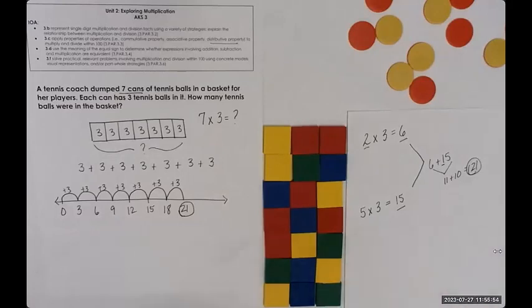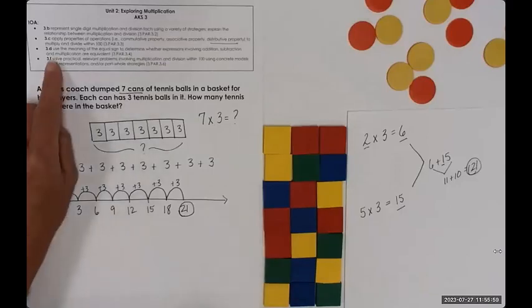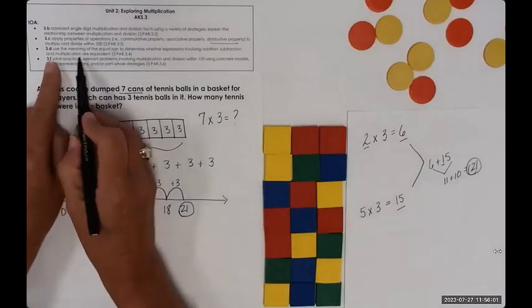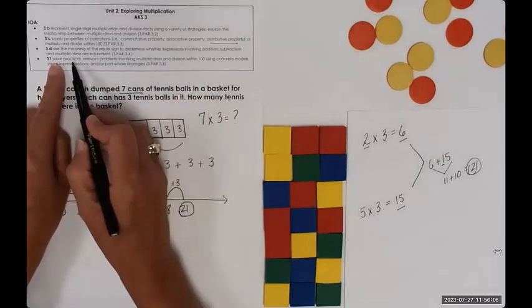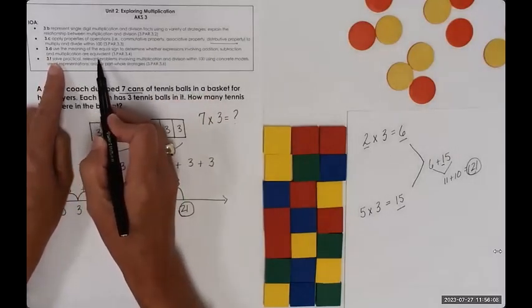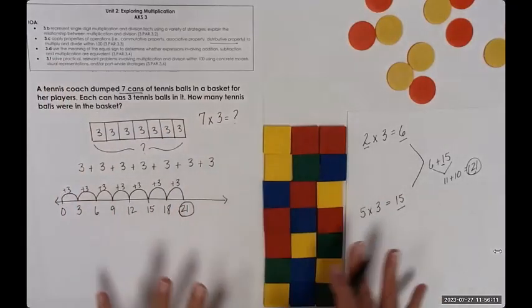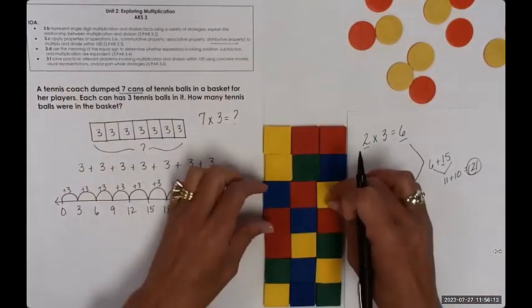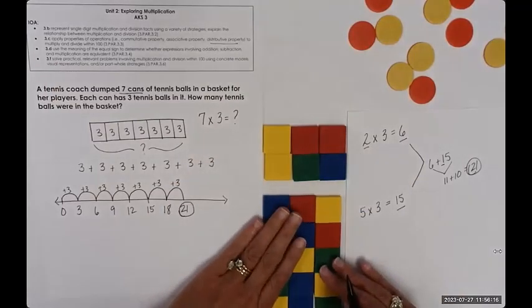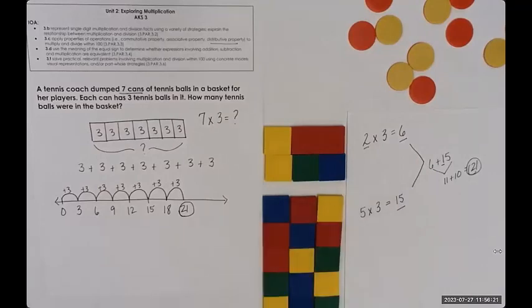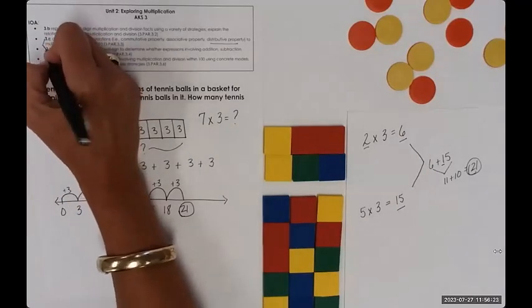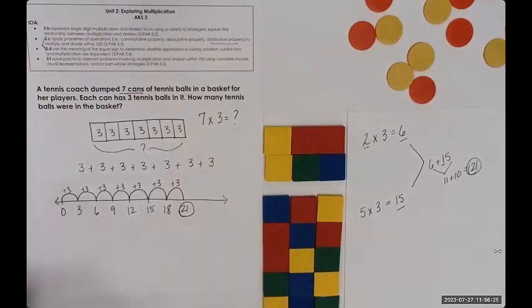Now what I want us to transition into and think about is, how does this IOA, 3D, use the meaning of the equal sign to determine whether expressions involving addition, subtraction, and multiplication are equivalent? How is this IOA embedded into this work we did specifically with the distributive property? This is where you will find IOA 3D embedded into 3C right there. Okay, let's talk that through.